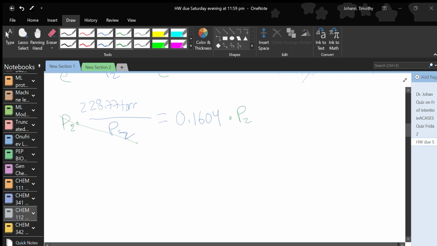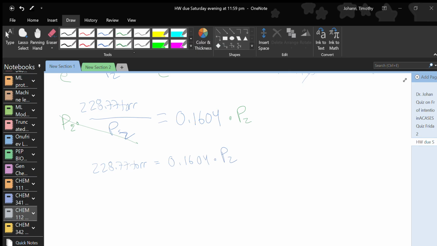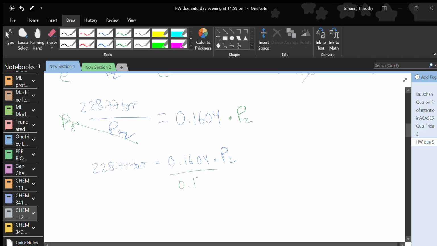So those P2s are going to cancel, and now I'm left with 228.77 torr is equal to 0.1604 times P2. All right, and then to solve for P2, I'm just going to divide both sides by 0.1604. What I get out of that is 1426 torr is equal to P2.